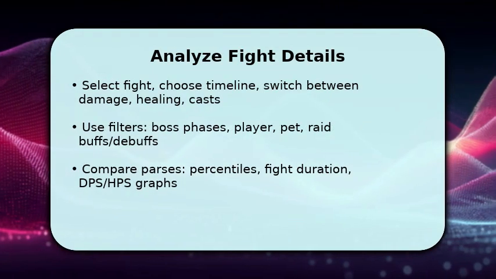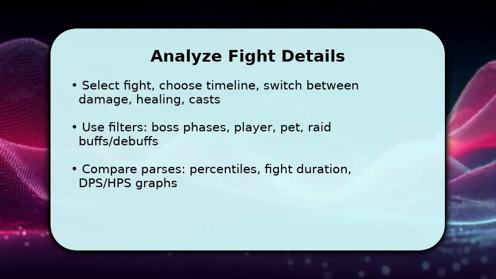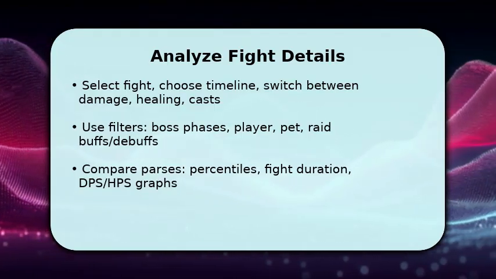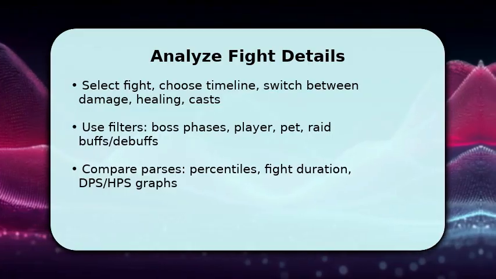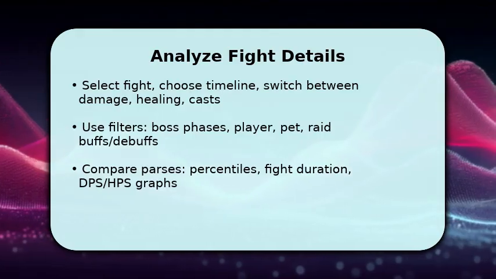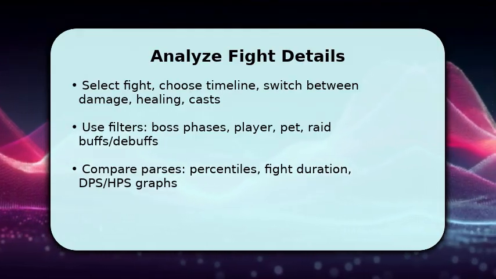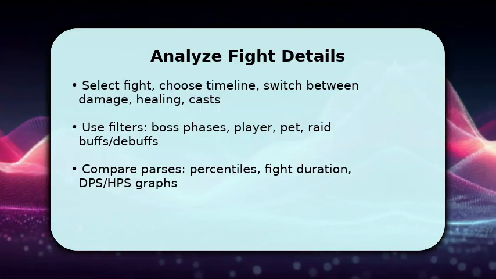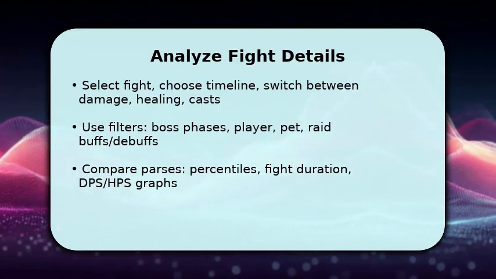Now you dive into the middle of analysis. Open the fight and load the timeline to see ability timestamps. You should filter by player, pets, or phases to isolate contributions and errors. Make sure to check damage taken, casts, and interrupts. These lenses explain why a parse looks low or high.